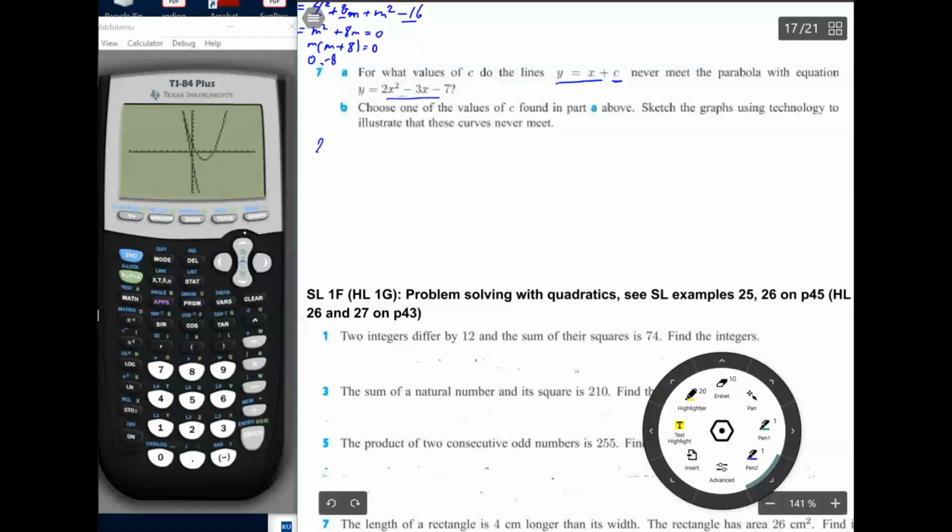Okay, so the first part is the same. We're just going to set them equal to each other.